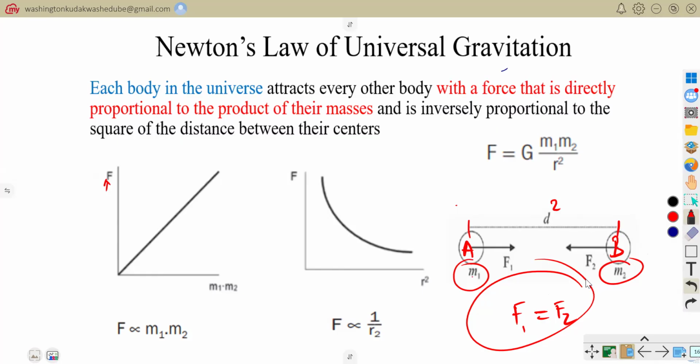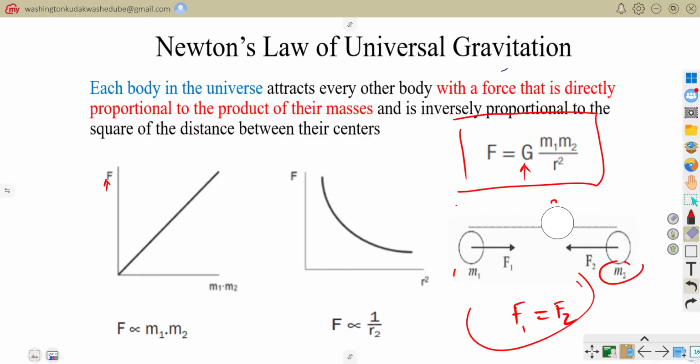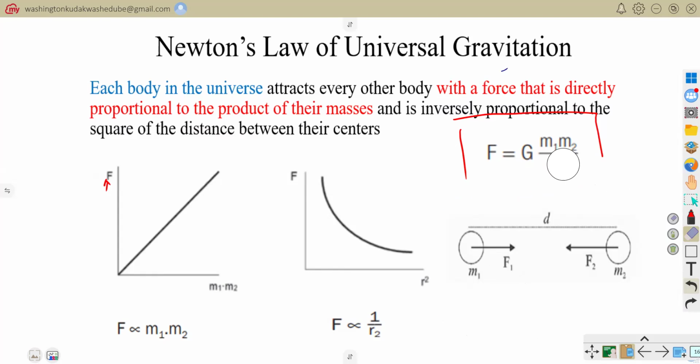And we can use this to formulate a law that says F is equal to G, where G is the universal gravitational constant, times M1 times M2 over R squared. So, in summary, this is what Newton's gravitational law foretells us.